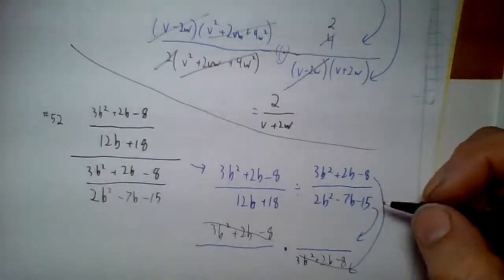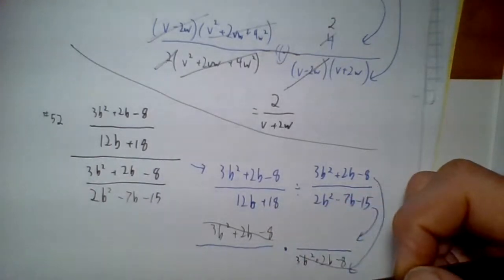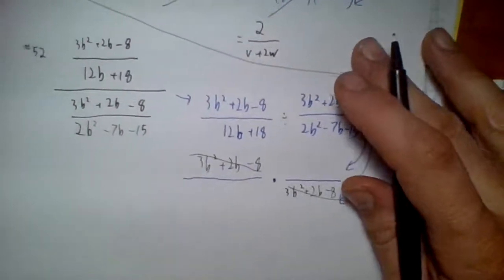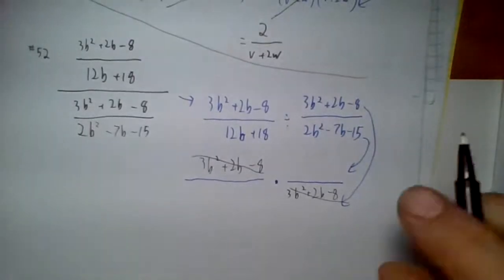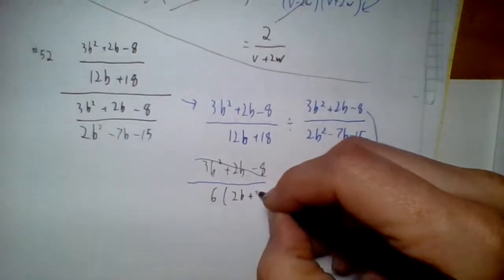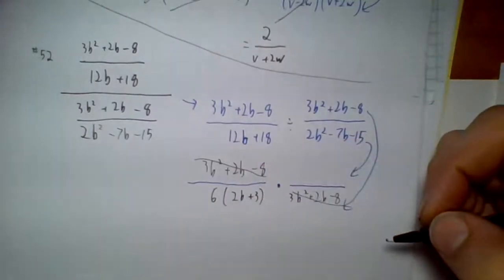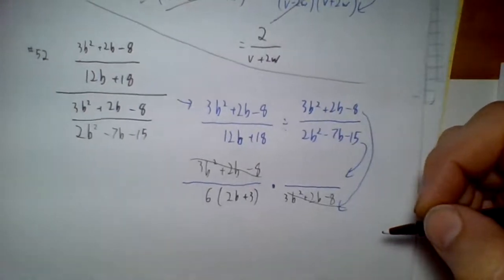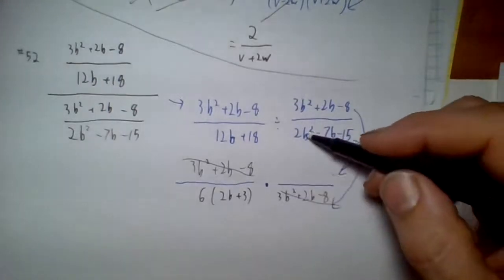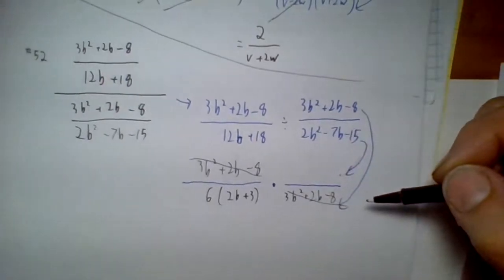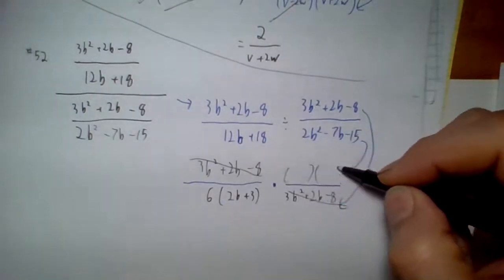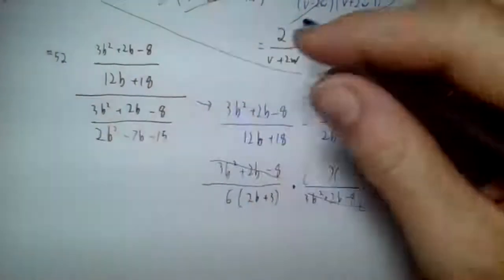I'll see what I got left on the others. 12b plus 18. No exponents there, but there is a GCF. Got to think in terms of the GCF here. I guess I can pull out a 6. Yeah, 2b and 3 don't have any common factor left, so 6 is the GCF. That's the best I can do with that. And the factors of this one go here because I'm doing a reciprocal. Factors of 2b squared minus 7b minus 15. Now that with the number out in front, that's a little hard to just write down. I'm going to go through a little factoring practice on that one.